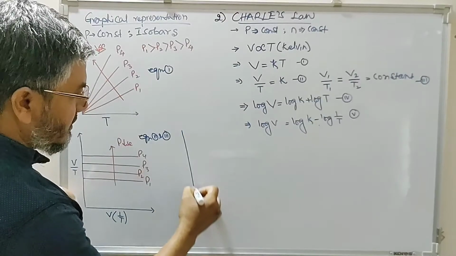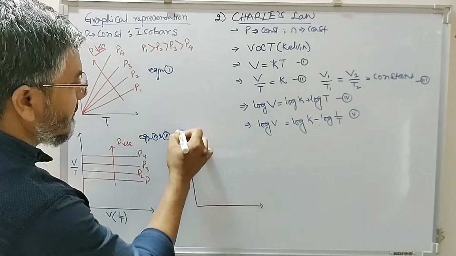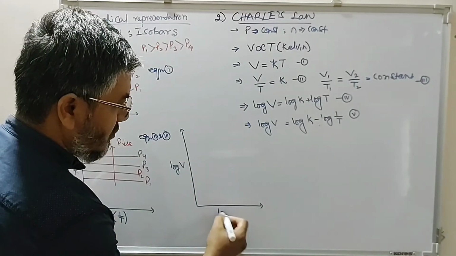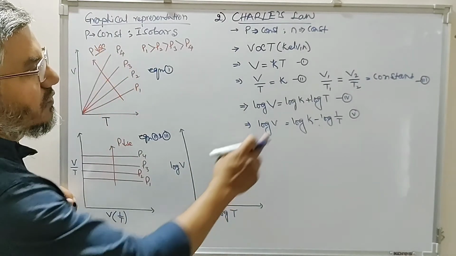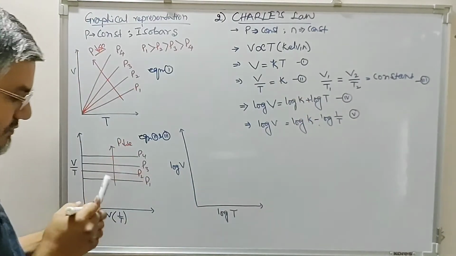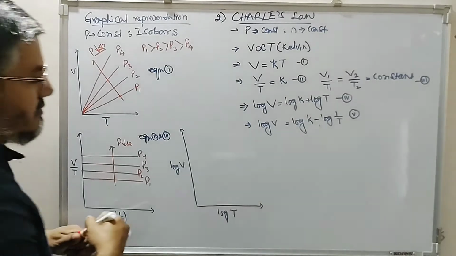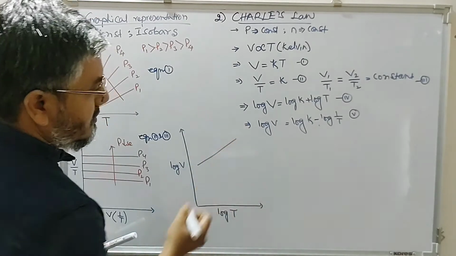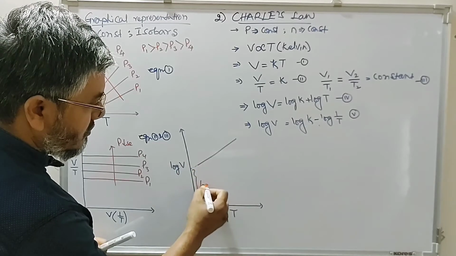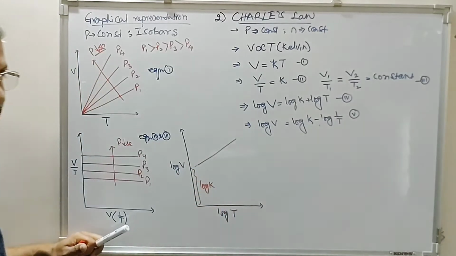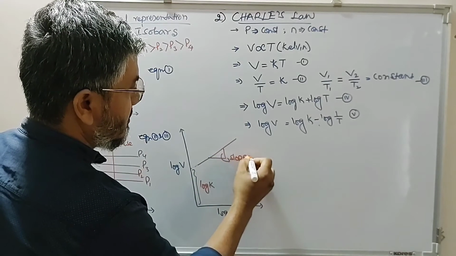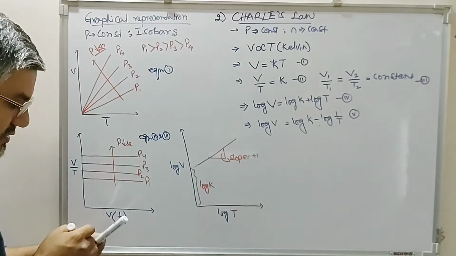Then we have the graph representing equation number 4. This is the graph of logarithm of volume versus logarithm of T. If you look at this graph, the slope is +1, so it has an increasing slope. On extrapolation, this point is equal to log k, that is the y-intercept, and the slope is +1. That is equation 4.